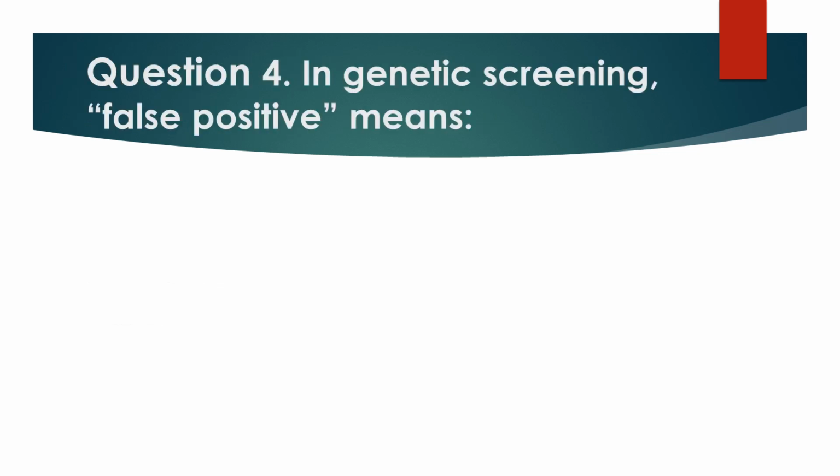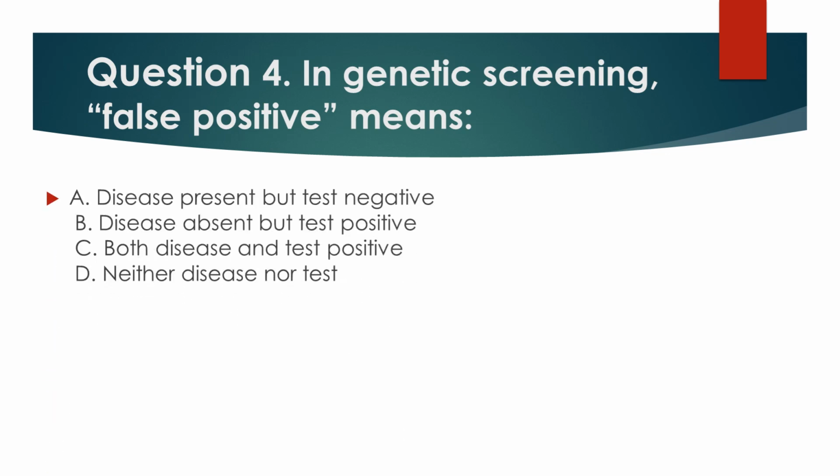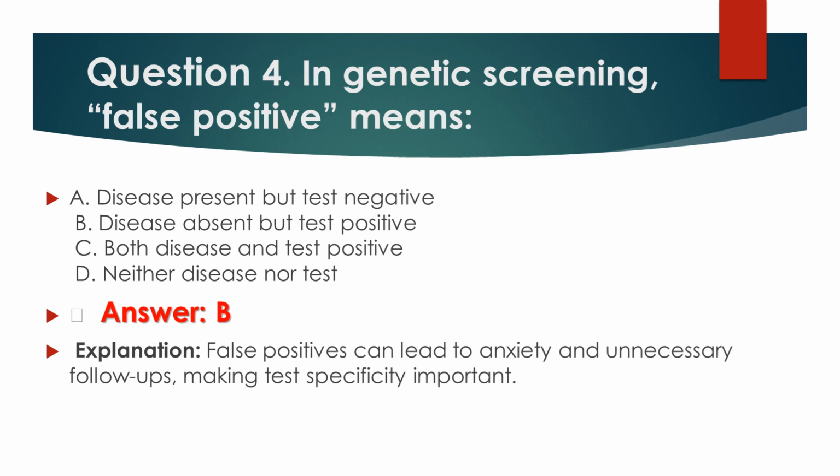Question 4. In genetic screening, false positive means A. Disease present but test negative. B. Disease absent but test positive. C. Both disease and test positive. D. Neither disease nor test. Answer, B. Explanation. False positives can lead to anxiety and unnecessary follow-ups, making test specificity important.